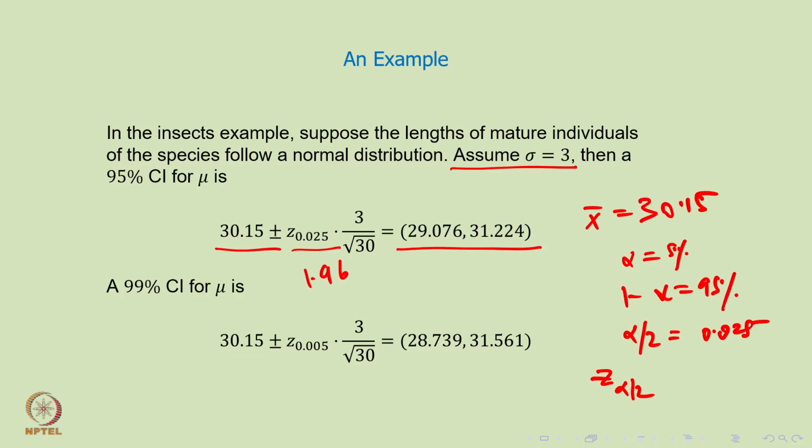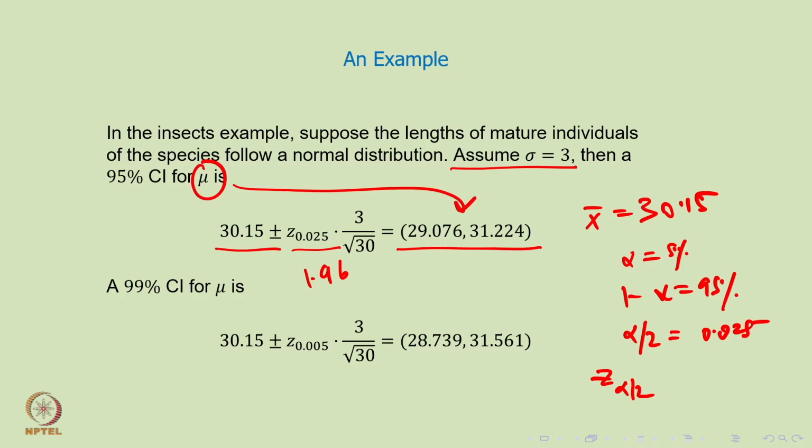So what do you actually mean by this interval? Solving a problem is okay, but how do you interpret the interval? The interpretation of these two numbers is that if you go on collecting insects, let's say over 100 days, each day you look at the lengths of 30 insects, and you replicate the experiment over 100 days. So how many samples would you have? You'll have 100 such samples. Then in 95 of those samples, the value of mu would lie in this interval, between 29.07 and 31.22.